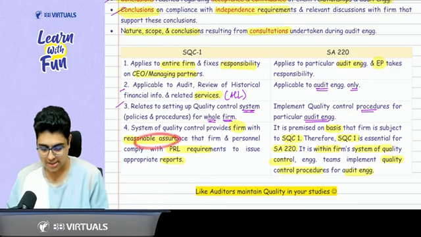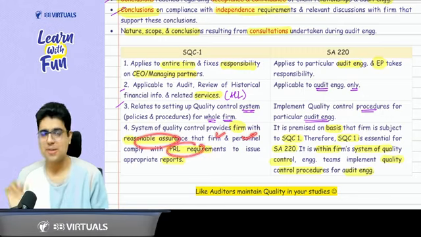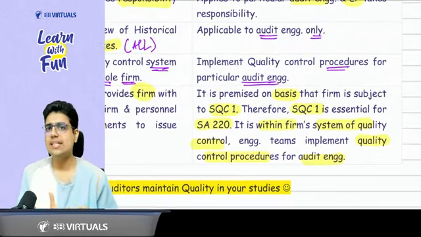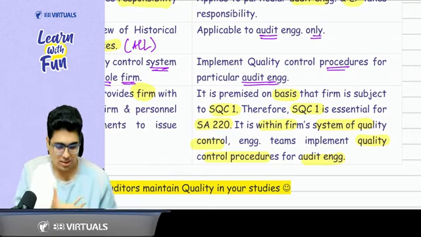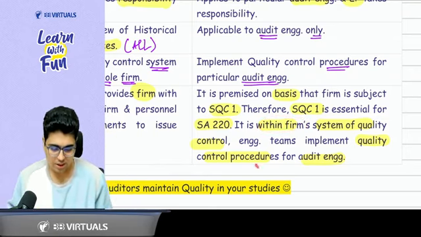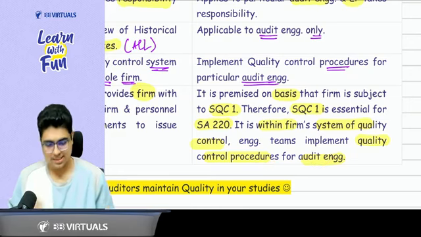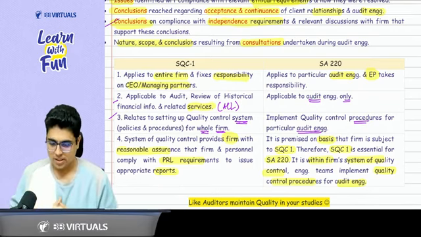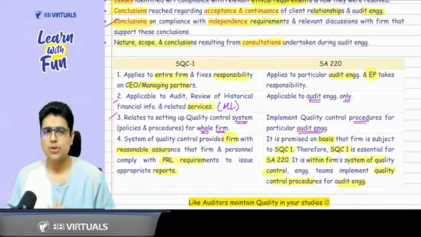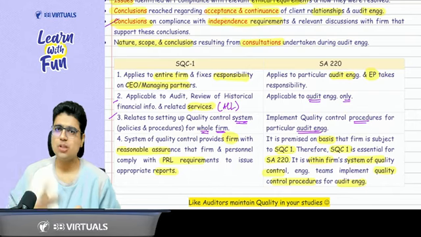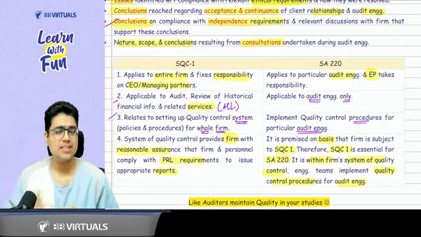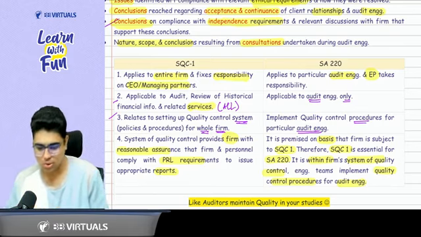To give a reasonable assurance that the firm and the personnel comply with professional standards, regulatory and legal requirements, and that the report is appropriate. If I talk about SA220, it just says that SQC-1 sets the base for SA220. SQC-1 provides the framework within which quality control procedures for audit engagements are designed. So this difference part, you should just be aware about it. That's it. So this is all about it. I just hope that you do the topics properly. Make sure you solve the question bank, because once you solve the question banks, everything becomes crystal clear, and I tried my best to solve all good questions with you.